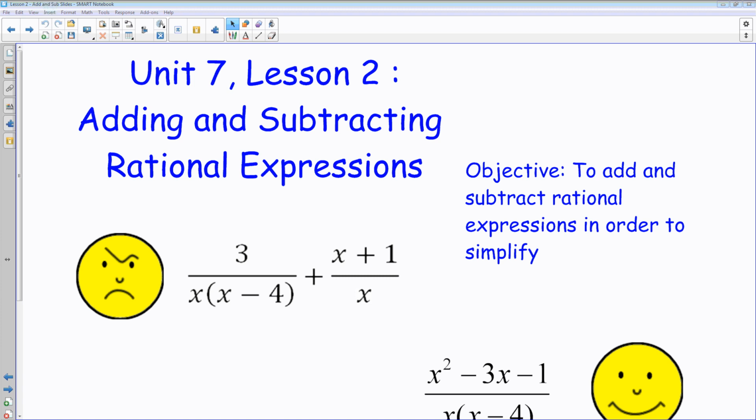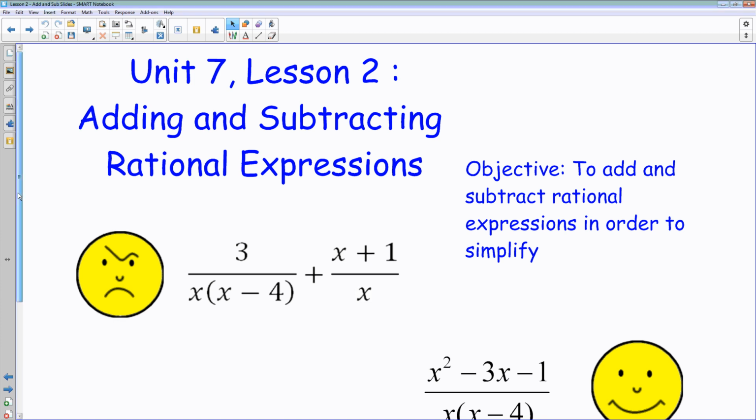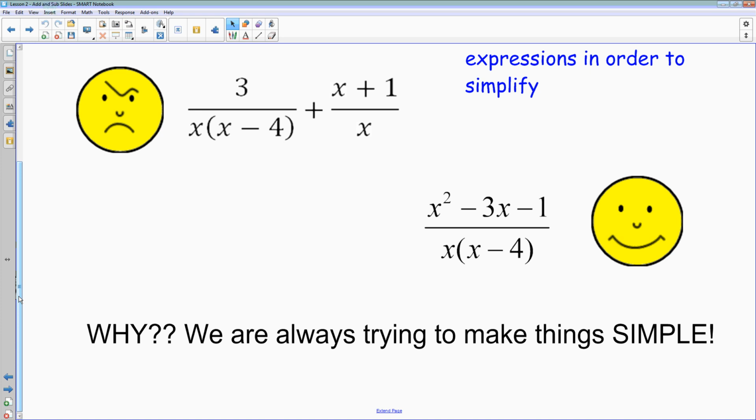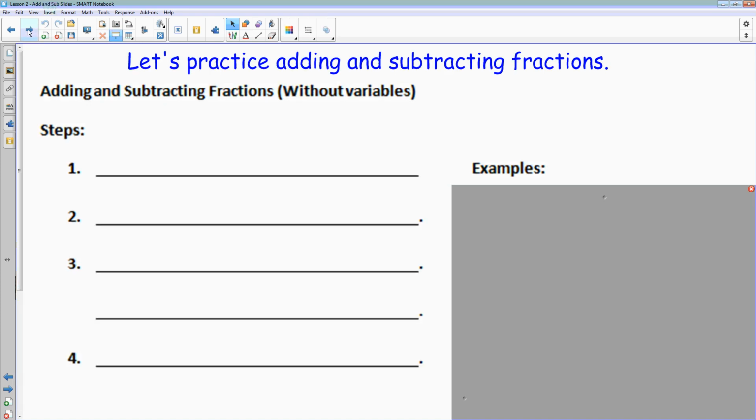Hey everyone, in this lesson we're going to be talking about adding and subtracting rational expressions. So let's take a look at how we go about that. We always want to try to make things more simple, so that's a good reason why to do this. So we're going to start off with just regular fractions before we move into actually rational expressions.